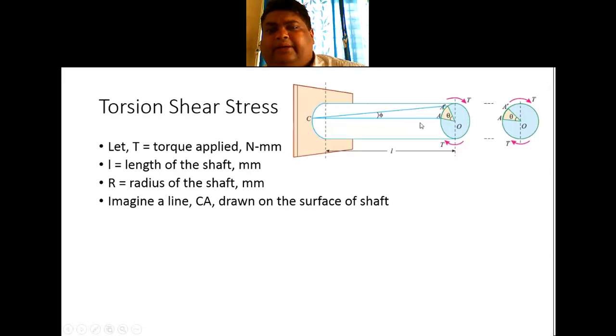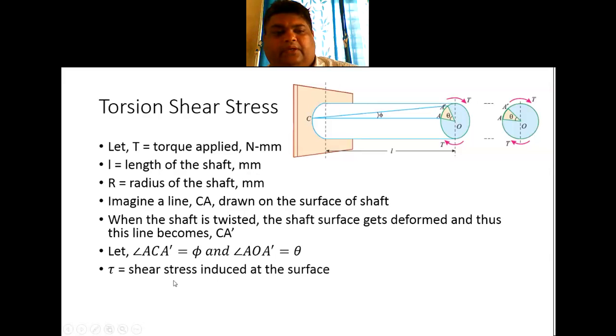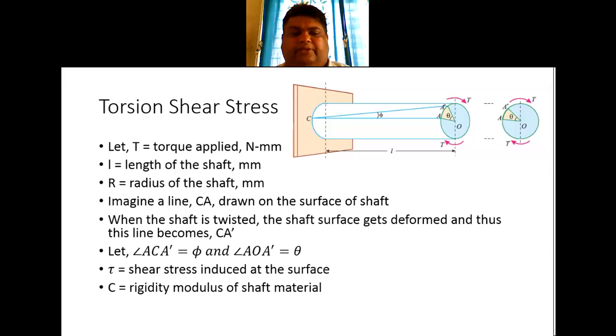This is what I explained. I imagined a line on the shaft, and due to application of torque, this CA is shifted to CA dash, right? Now this angle ACA dash, that is phi, and AOA dash, that is this angle theta. Let tau be the shear stress induced at the surface, right? At the outermost surface, the shear stress induced is taken as tau, and C is the rigidity modulus of the shaft material.